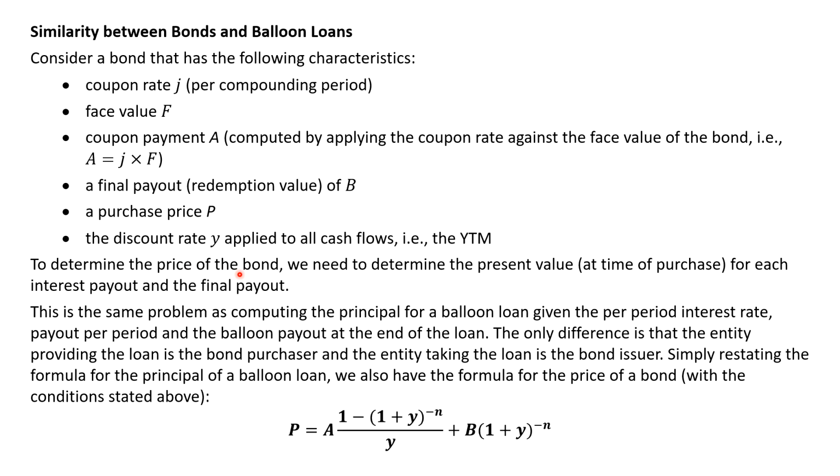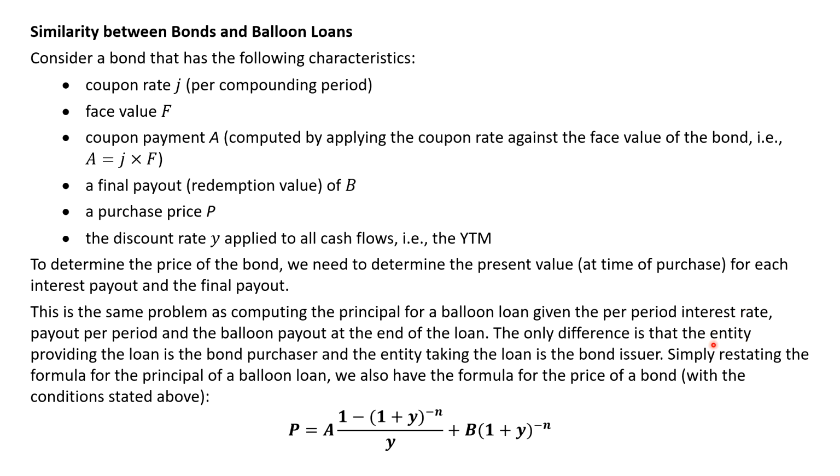So to determine the price of the bond, let's assume we don't know that. We don't know P, but we know all the other attributes here. We need to determine the present value at time of purchase for each interest payout and the final payout. So in other words, the present value of A as well as B. There's multiple of these A's, of course. This is the same problem as computing the principal for a balloon loan given the per period interest rate, payout per period, and balloon payout at the end of the loan. The only difference are the entities involved.